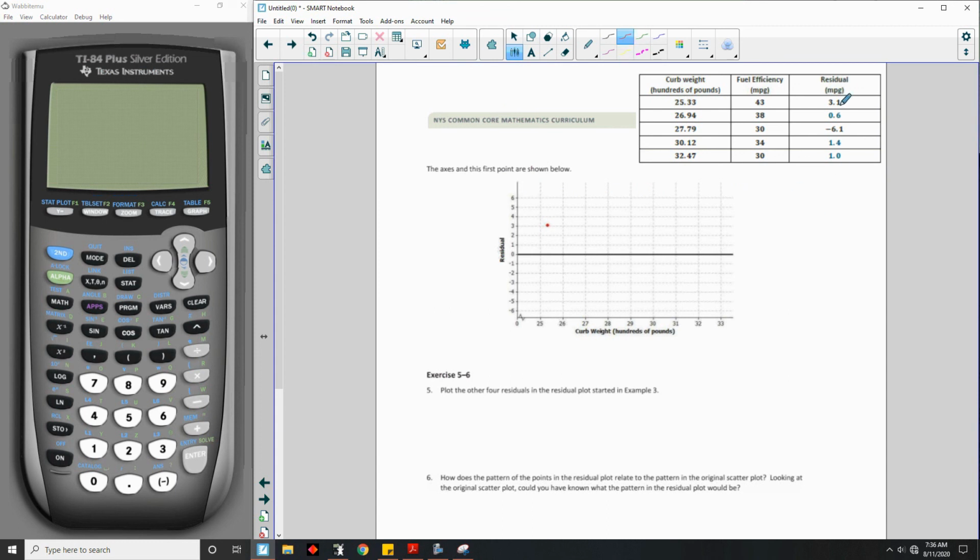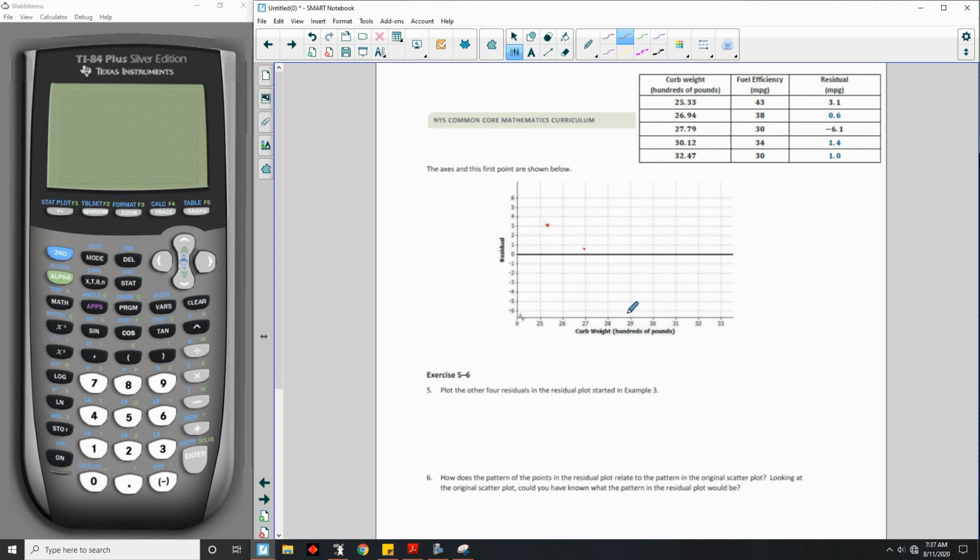Okay, so here's the residual. So there's 25.33 comma 3.1. We're plotting curve weight as our x and residual as our y. So we want to go out to 26.94, which isn't quite 27, and go to 0.6, which is a little more than halfway up to 1. So this point would be right there.